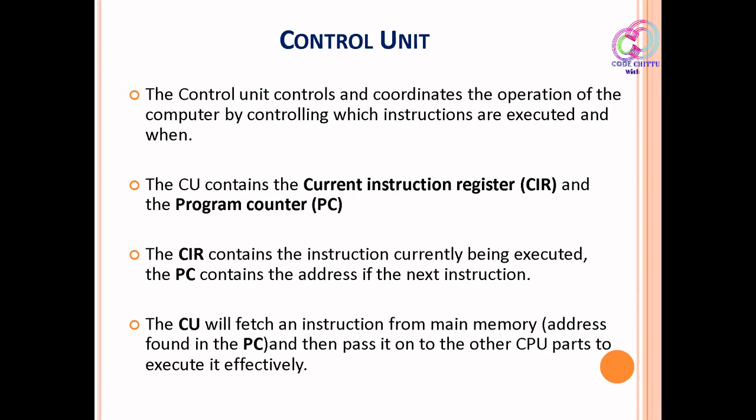And the CU will fetch an instruction from main memory, the address and contents in RAM that we already showed. From that main memory, the CPU fetches the instruction and passes it to all parts of the CPU, and it will process instruction by instruction.